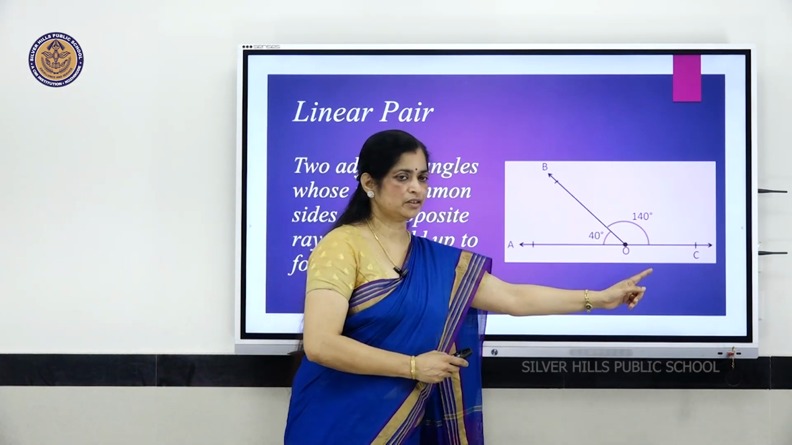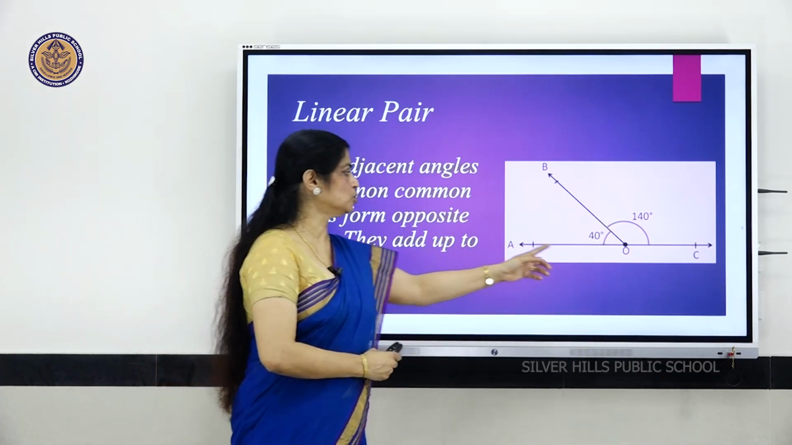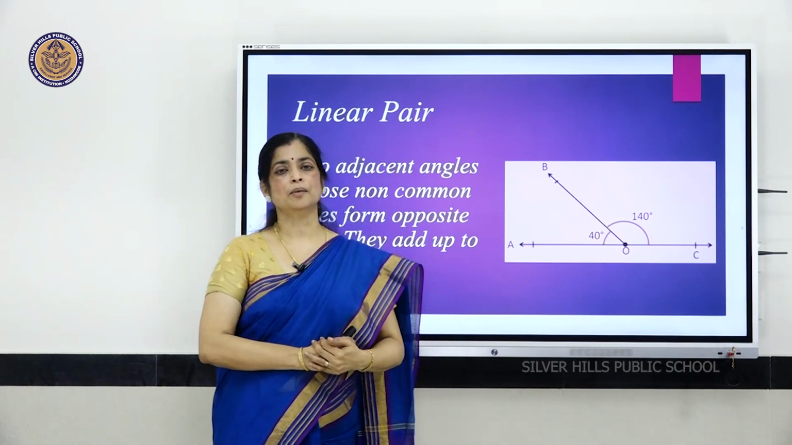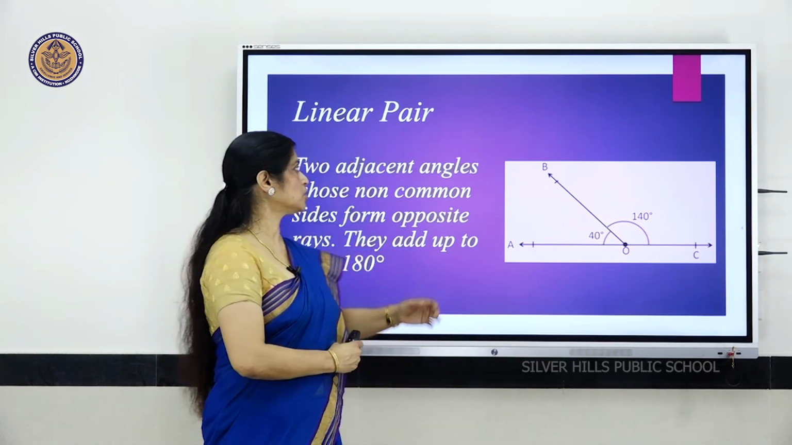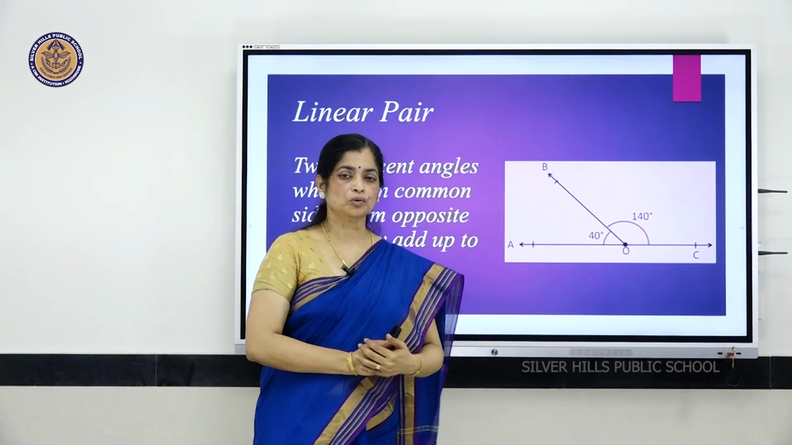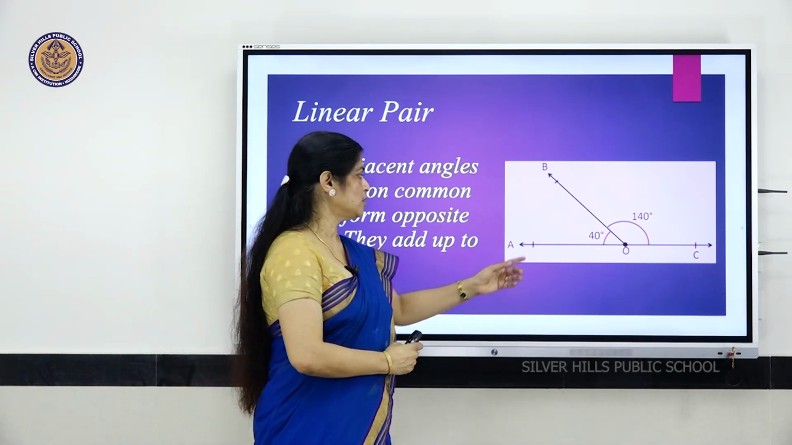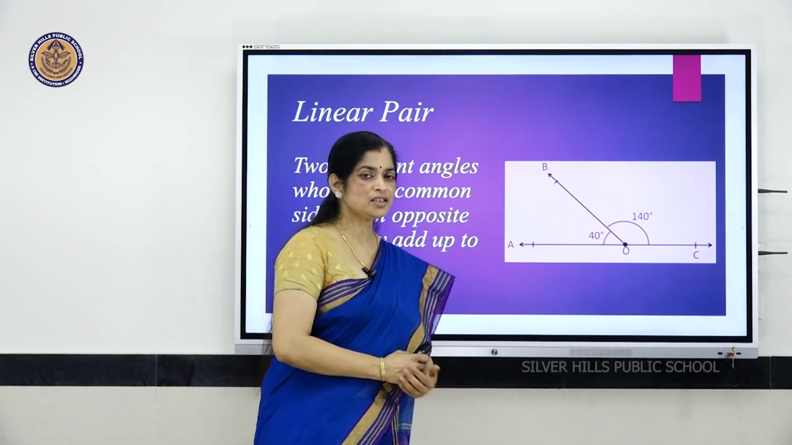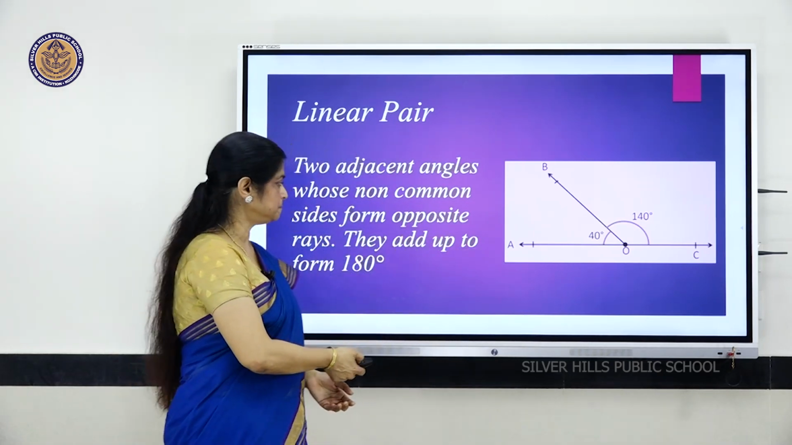sides OA and OC, they should form opposite rays. And when you add those two angles, the sum has to be 180 degrees. Only then you can call them a linear pair. When the sum is equal to 180, you call them a linear pair. 40 plus 140 is 180. Hence, they are called a linear pair.